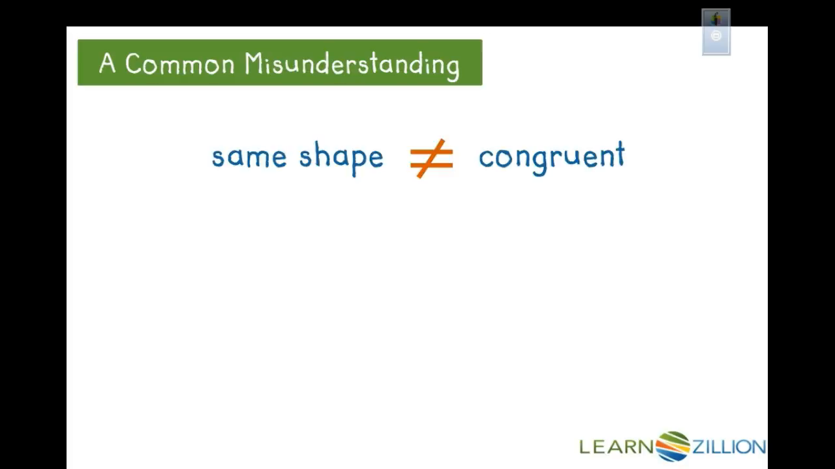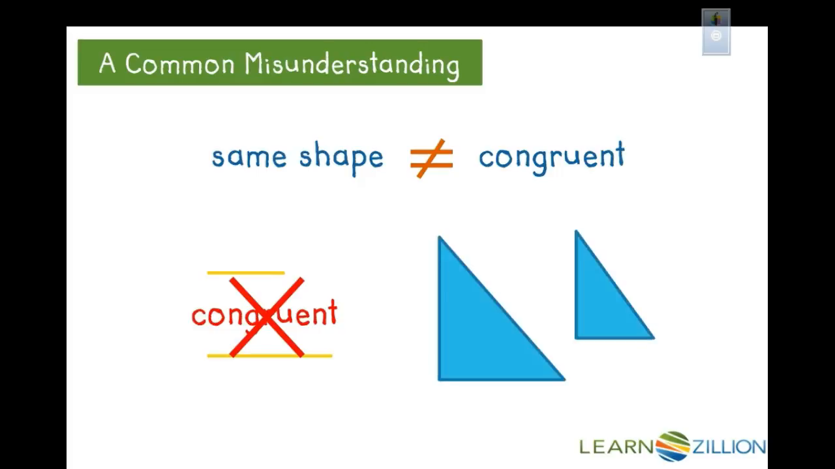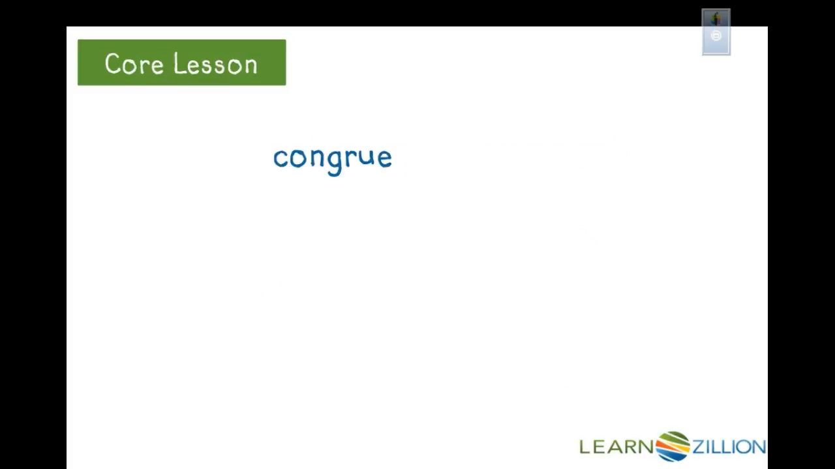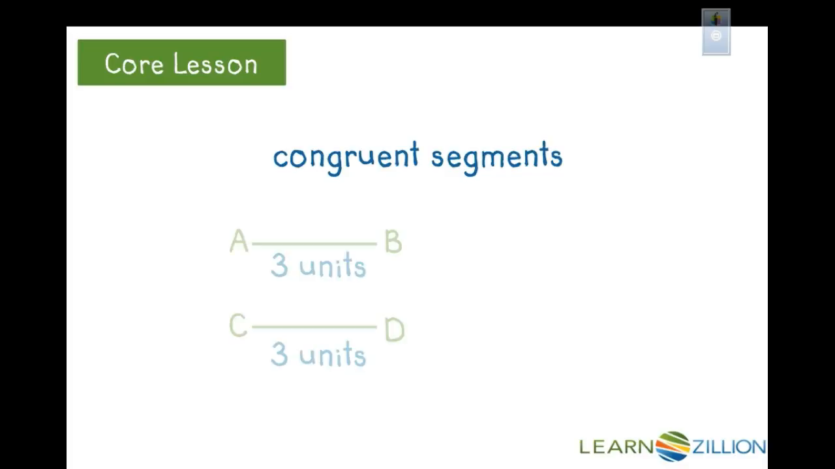A common misunderstanding regarding congruent is thinking that two things with the same shape are congruent. These are both yellow lines, but they are not congruent because one is shorter than the other. These two right triangles have the same angle measurements and are the same shape, but one figure's segments are longer than the other figure's, so they are not congruent. Two segments are congruent if their lengths are the same. AB is congruent to CD because they are each 3 units long.